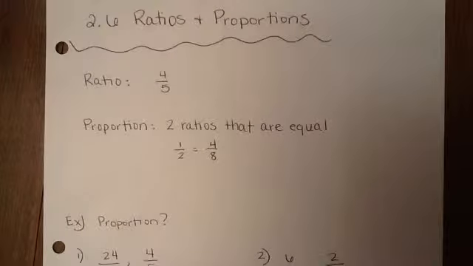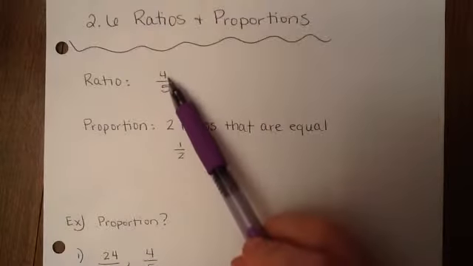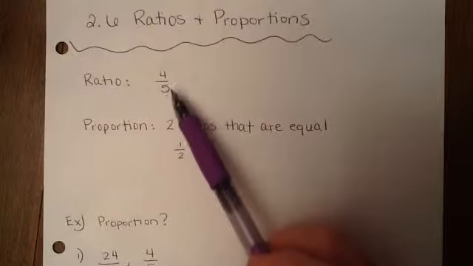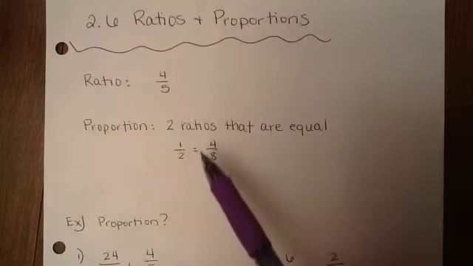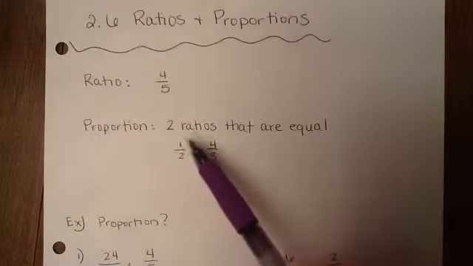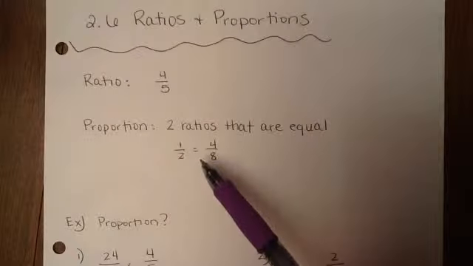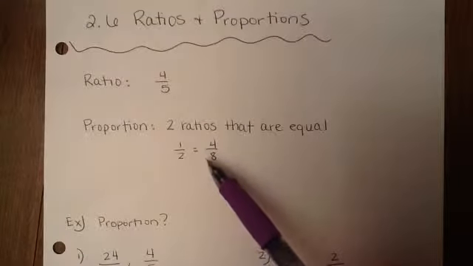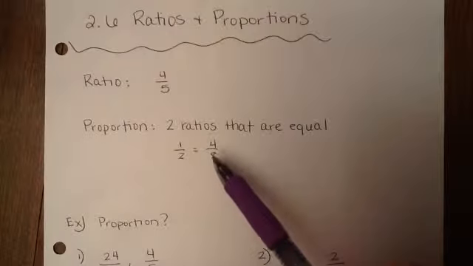A ratio is a fraction. We read it as 4 to 5, 4 over 5, 4/5. A proportion then is two ratios that are equal to each other. Okay? So two fractions that are equal to each other.